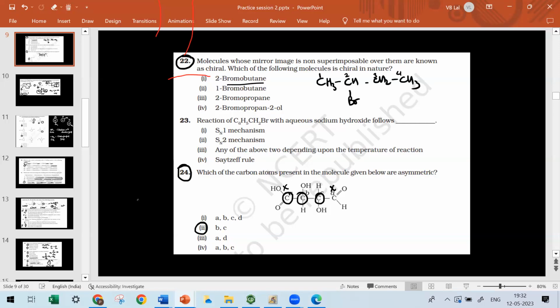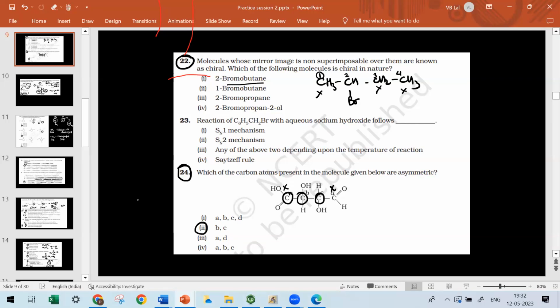Ma'am, I think no. See, if you look at the first carbon atom, carbon atom number 1, it is attached to 3 hydrogens. So this cannot be asymmetric. Look at third, it cannot be because it is attached to 2 hydrogens. Look at 4, it is attached to 3 hydrogens.